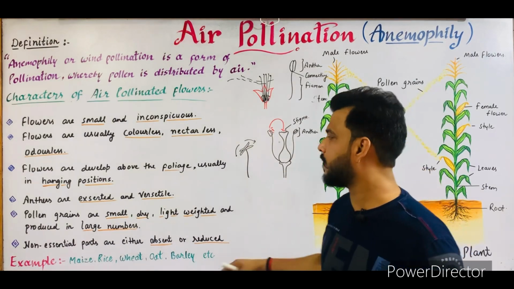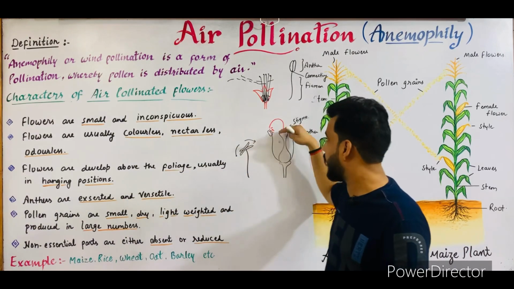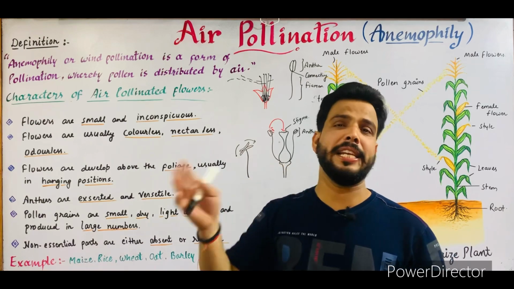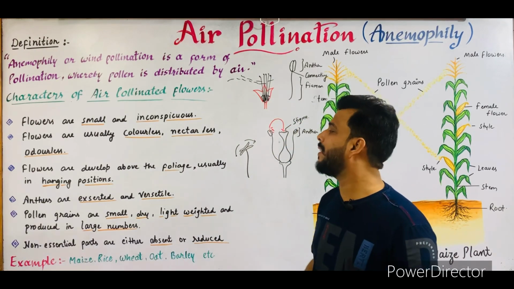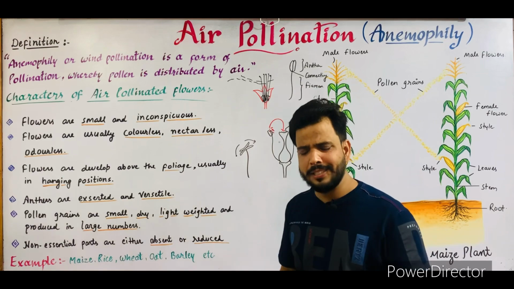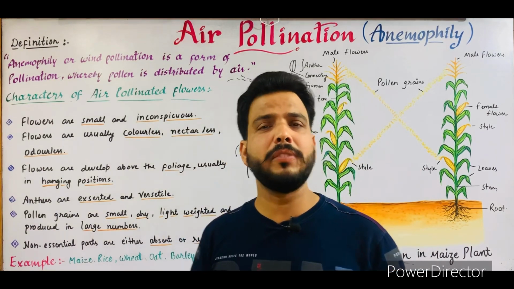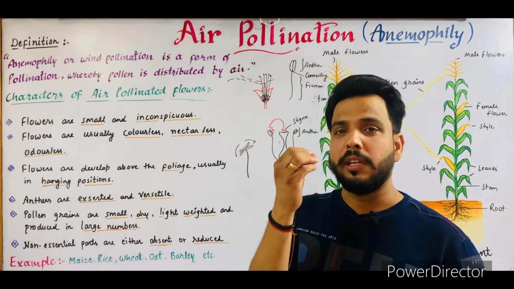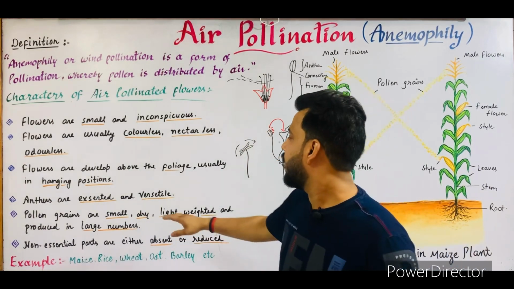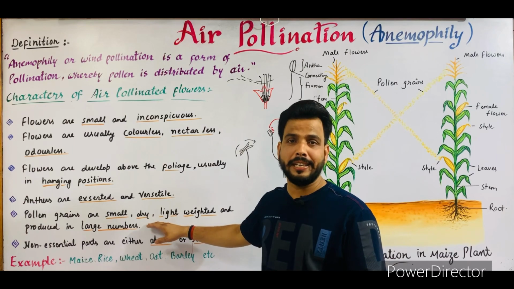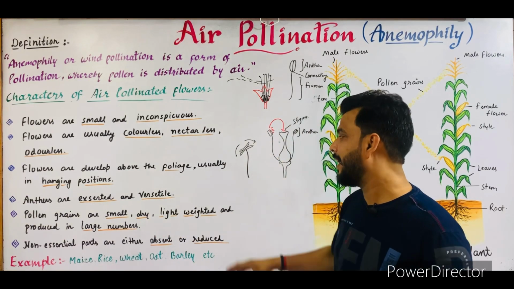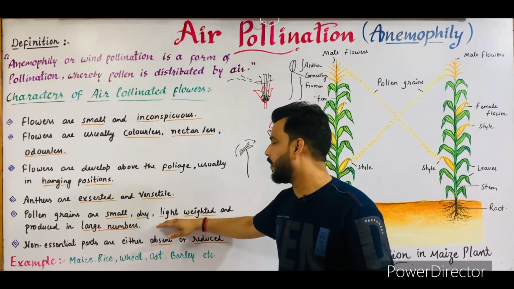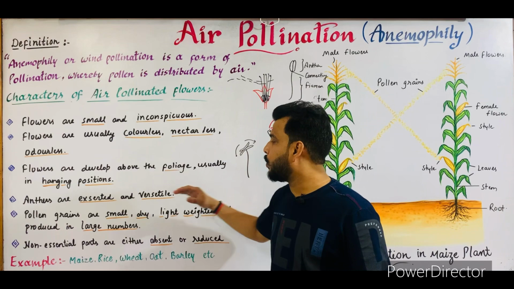So the anthers are exserted, meaning they are present outside the corolla tube, and versatile means the anther can move freely. Now the next point is pollen grains are small. The pollen grains are very small in size. Why are they very small? Because air will carry these pollen grains, so they must be very small in size. They are also dry, so that air can carry the pollen grains easily, and lightweight. Just because of air pollination, they are very lightweight.